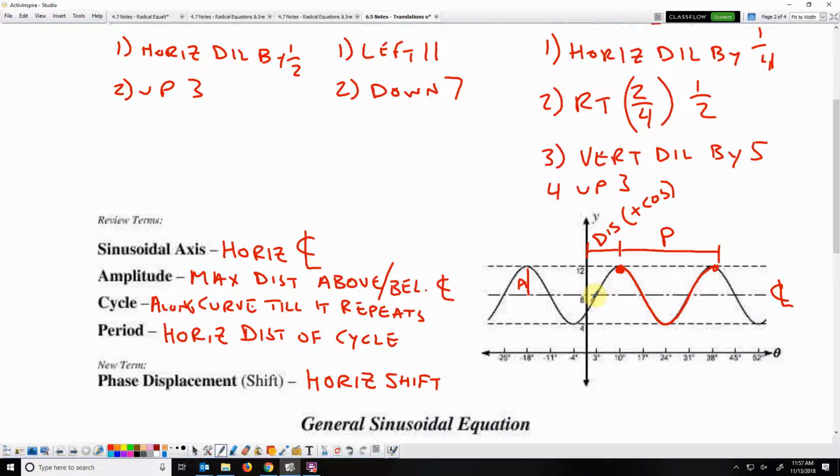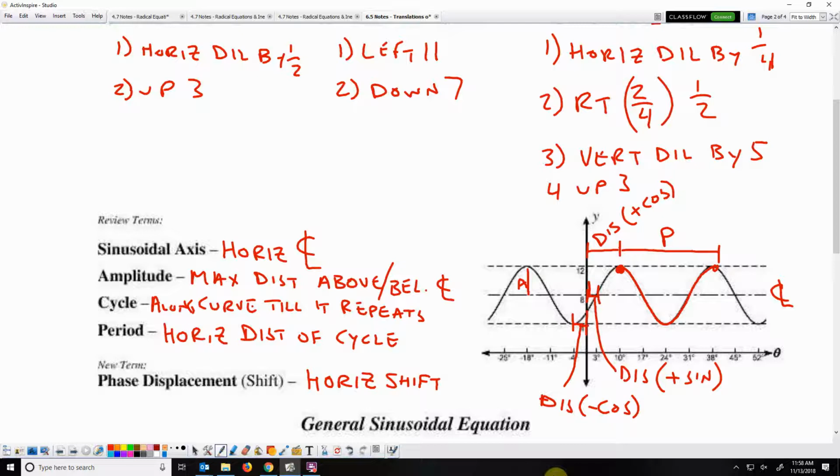If I was to use this right here as my displacement, it would be starting on the center line and going up. That would be a positive sine equation. I could use my displacement right here. That would be starting at the bottom and going up. That would be a negative cosine. So if I use that as my displacement, I would be doing a negative cosine equation. I could also do right here, and then it would start at the middle and go down. That would be a negative sine equation.